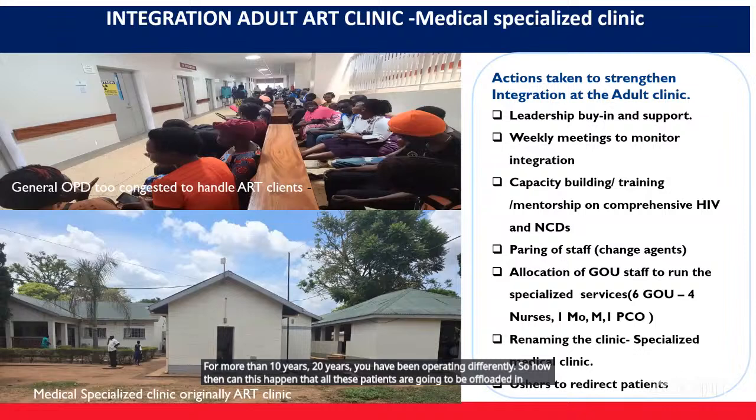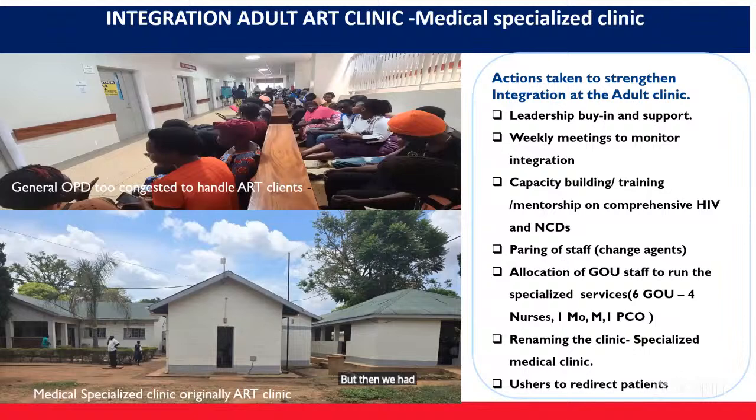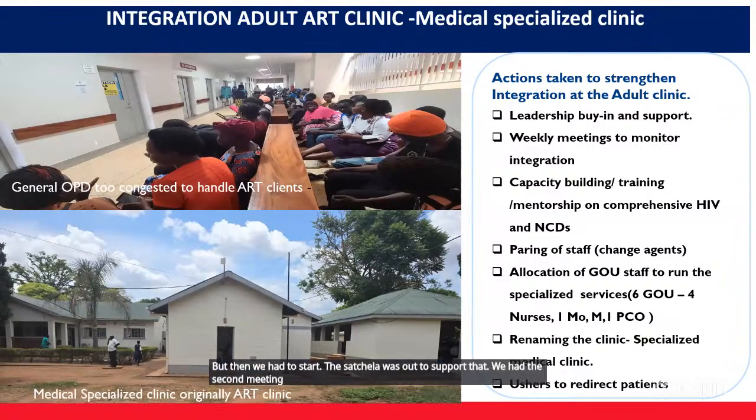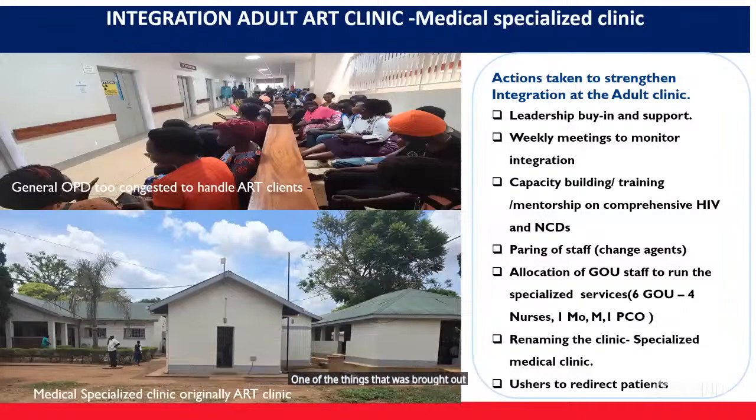No one had the best idea of how to do it, but we had to start. The circular was out to support that. We had the second meeting, and it was half and half. Half was still resisting, the other half had already changed. Later on, we started getting the remark that this is something possible. But there are a number of things we need to be supported with to make sure that we can start well. One of the things that was brought out, number one, is the infrastructure issues.